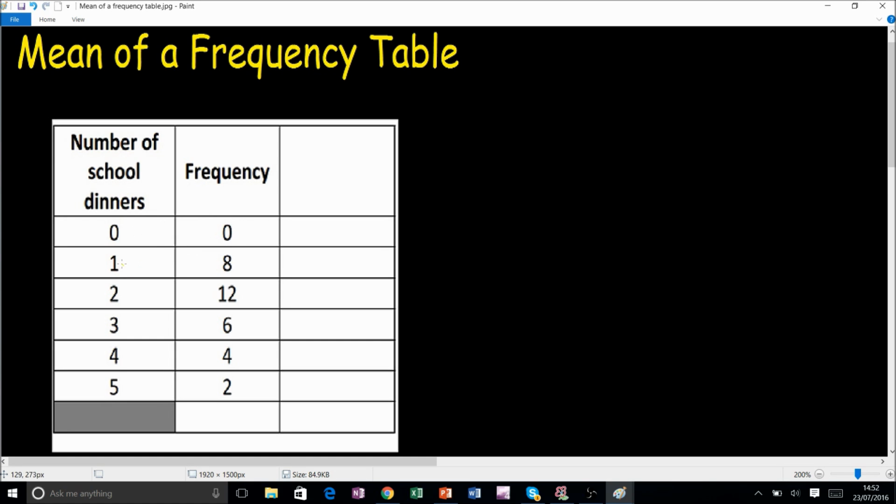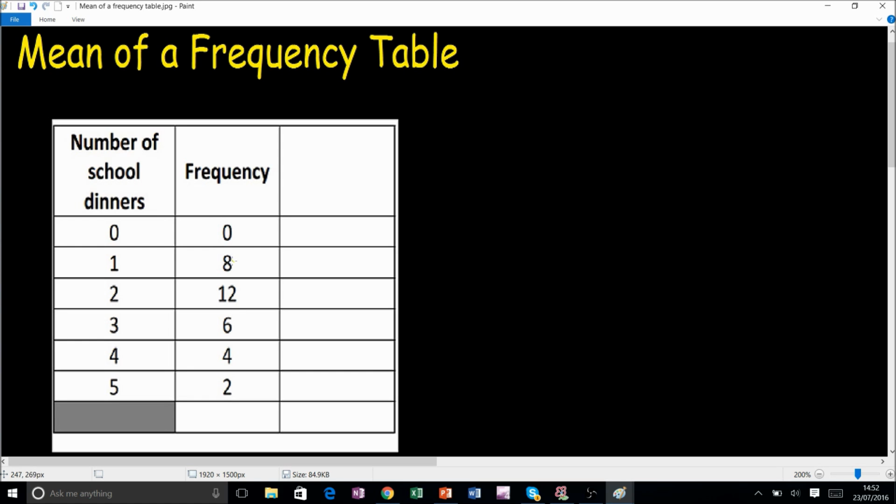Okay. Number of school dinners 1. How many kids have 1 school dinner? Well, 8 kids. There's 8 kids that have 1 school dinner. Okay, and then number of school dinners 2, and there's 12 kids that have 2 school dinners. Okay, and so on and so forth.